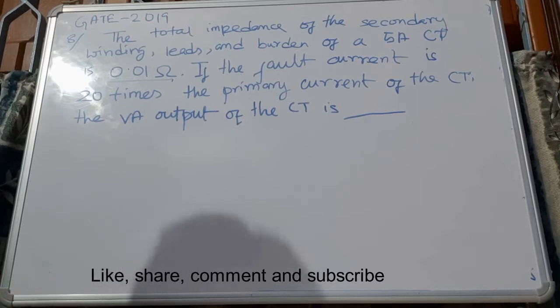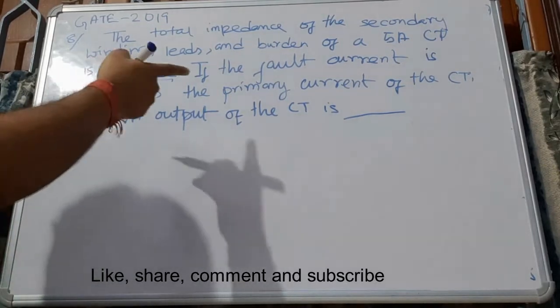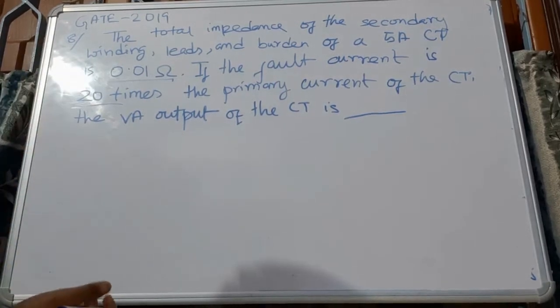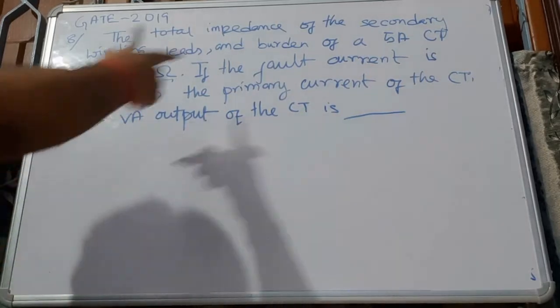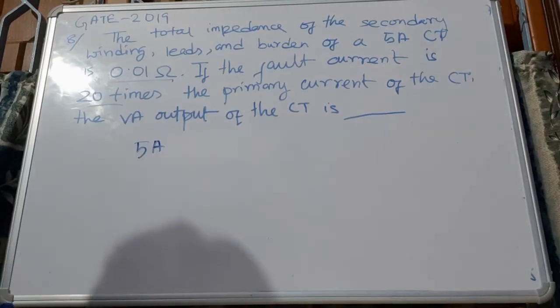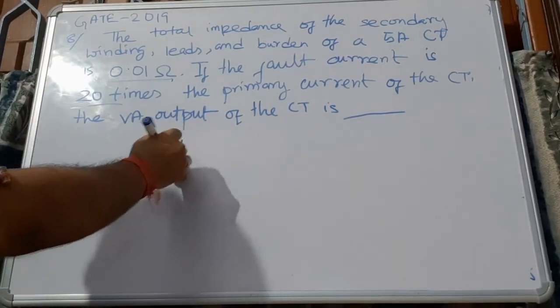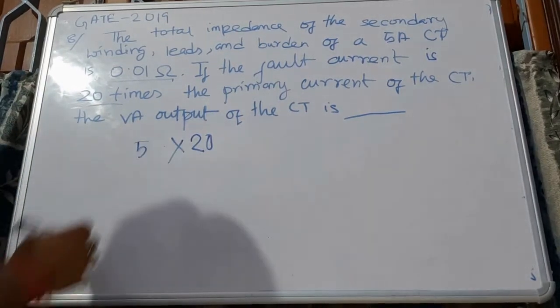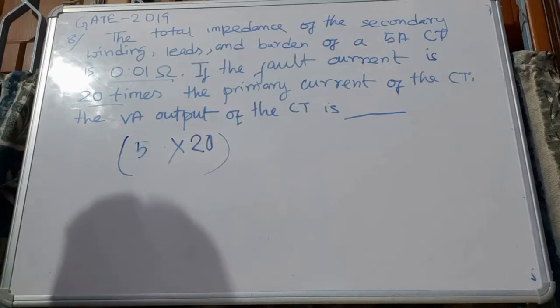And VA output can be calculated from the primary side also and the secondary side. Fault current is 20 times the primary current, and if the primary current increases by 20 times, the secondary current also increases by 20 times. Here it is written that it is a 5 ampere CT, so at fault condition the secondary current will be 5 into 20.